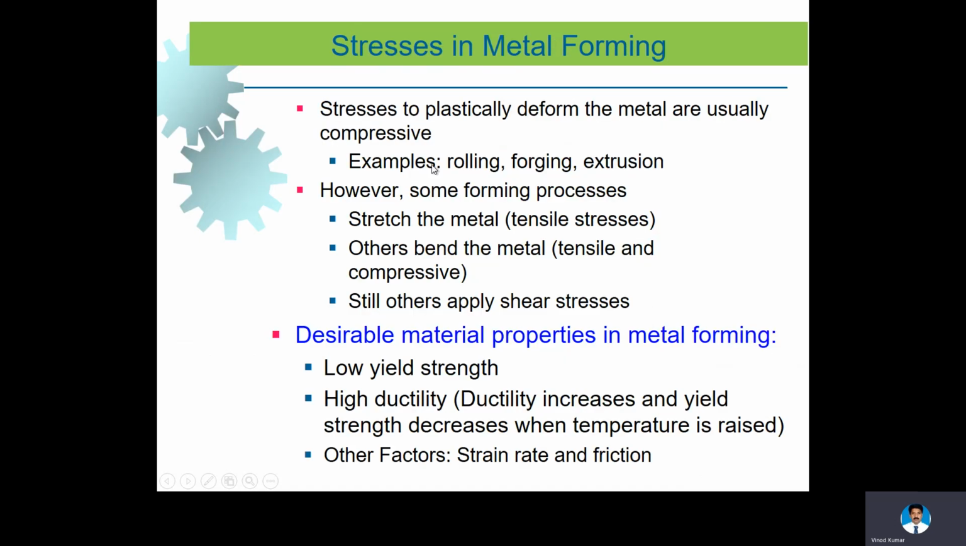Now, what are the stresses involved in a metal forming operation? The stresses involved are compressive stress, tensile stress, or shear stress. The stresses to plastically deform the metal are usually compressive. Rolling, forging, and extrusion are three very commonly used metal forming processes, and they use compressive force to change the shape. But in wire drawing, stretching the metal, they basically use tensile stress to change the shape.